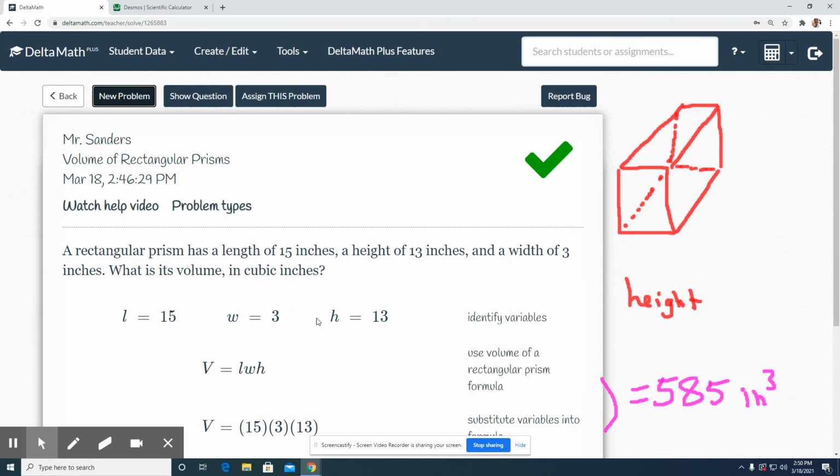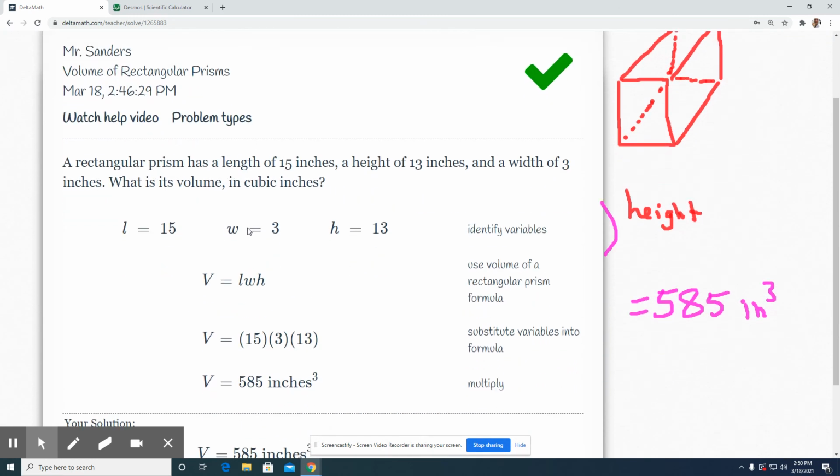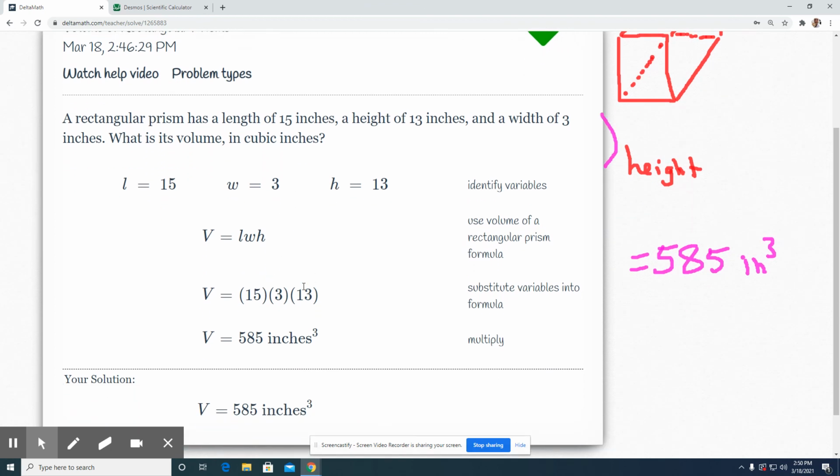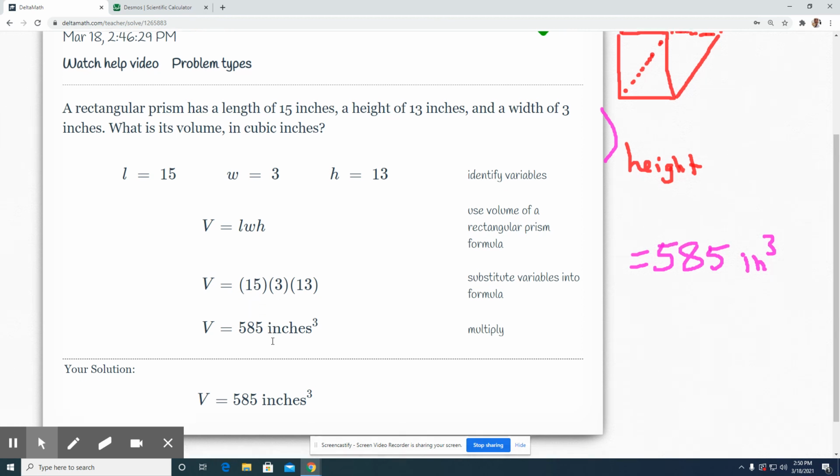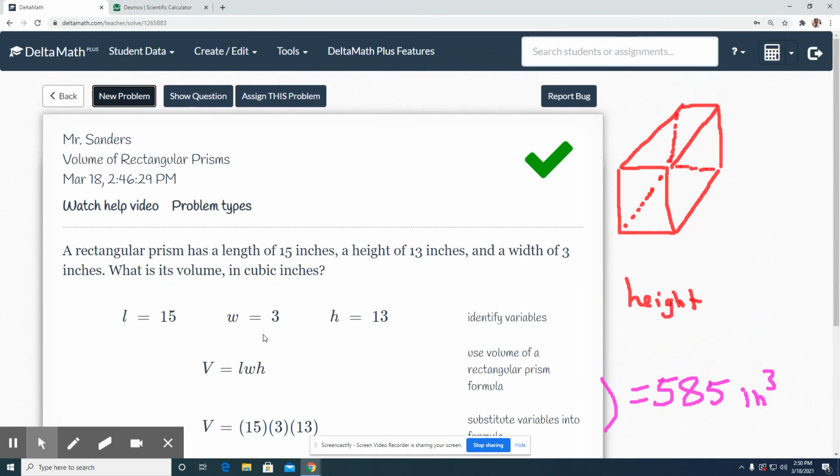Okay. Length times width times height. Doesn't really matter the order too much. Multiplication is commutative, so you don't have to worry about that. And like I said, I would recommend practicing thinking about it as finding the area of a base and then moving it up. Okay. So all the problems will be very similar to these.